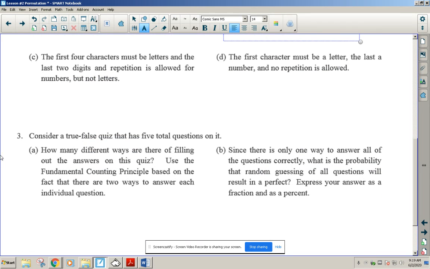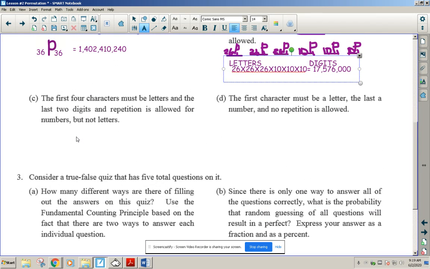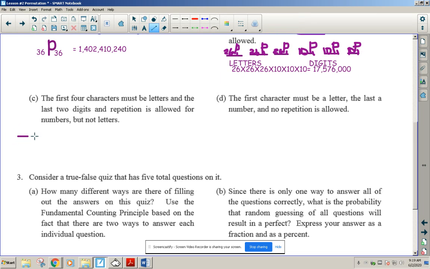So now if we look down here, we're going to get even more crazy. The first four characters must be letters and the last two digits, so we have four letters now, and then we have two digits, so we have 1, 2, 3, 4 letters, and then we have two digits. Repetition is allowed, but not for the letters.